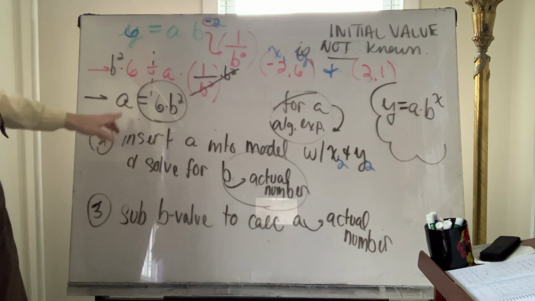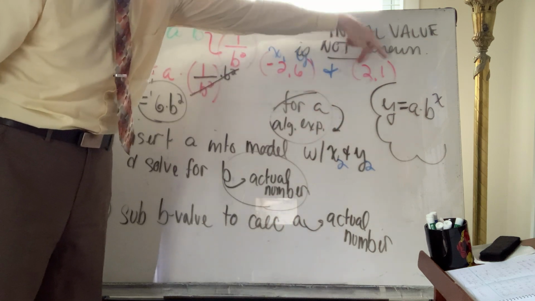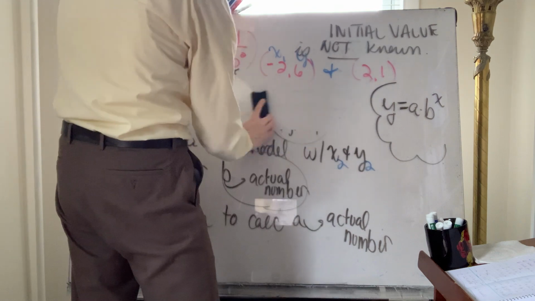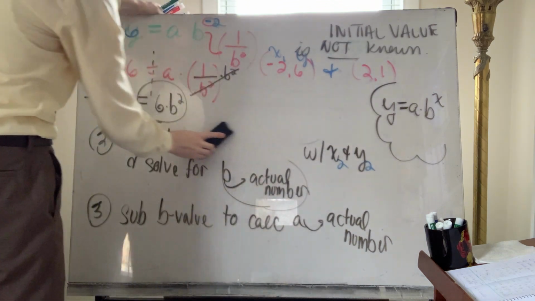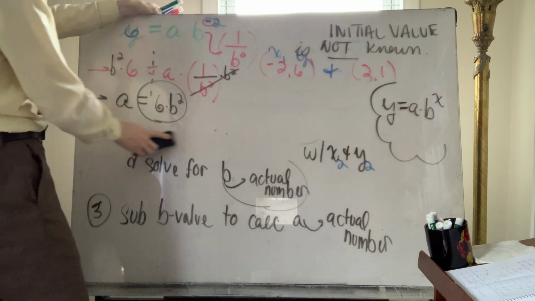I'm now going to insert this value into the model again, but using the alternative x and y values, and we'll solve for b, and you'll get an actual number now.